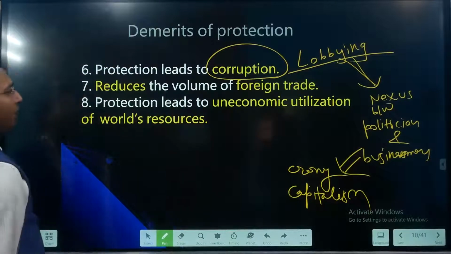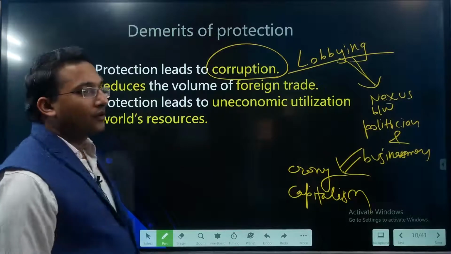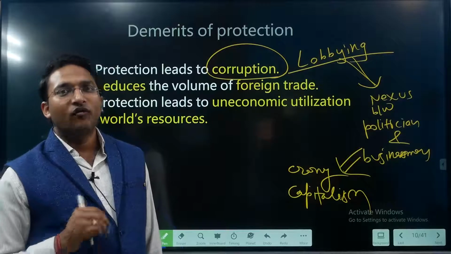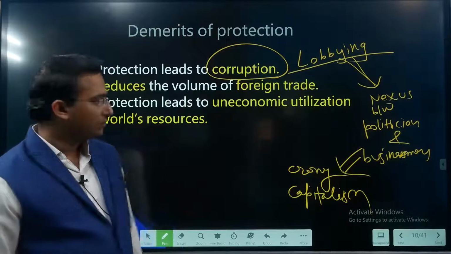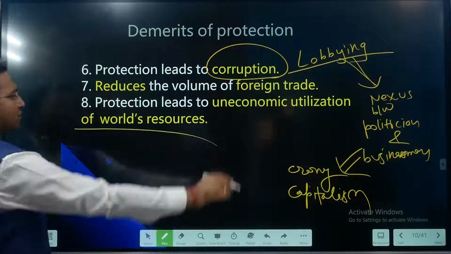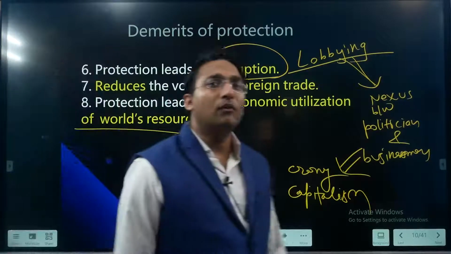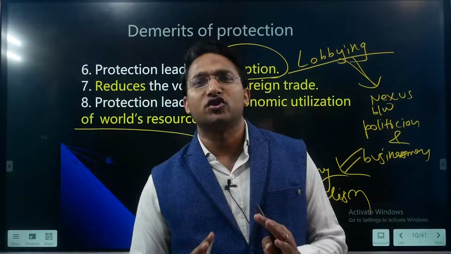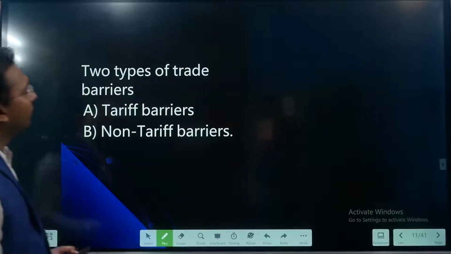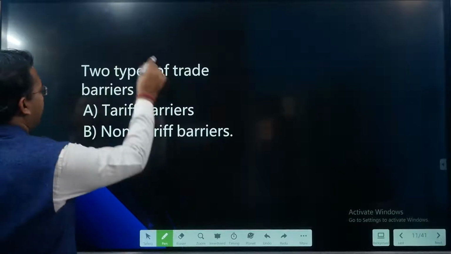Reduces volume of foreign trade. So if we put the trade barriers, the volume of foreign trade is reduced. Protectionism leads to uneconomic utilization of the world resources. So the benefits of the WTO, the benefits of globalization, those benefits are lost. Now there are two kinds of trade barriers.